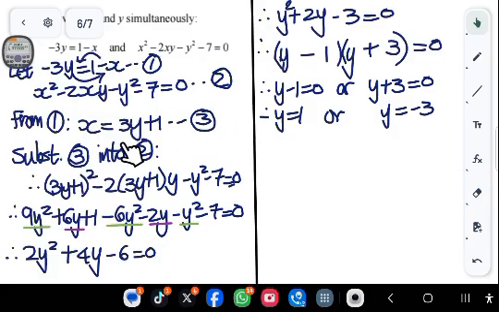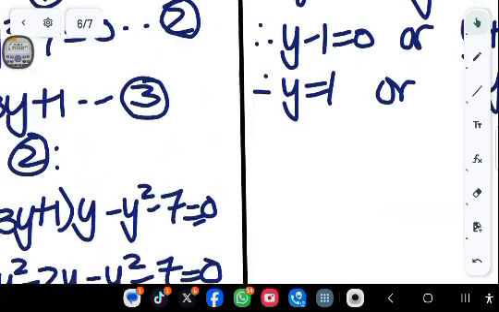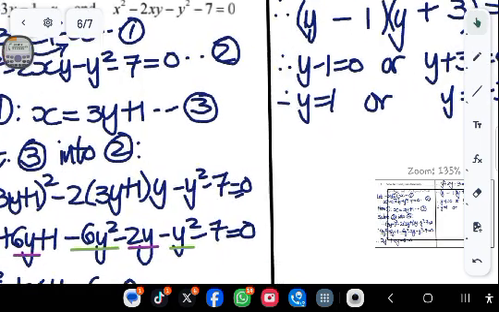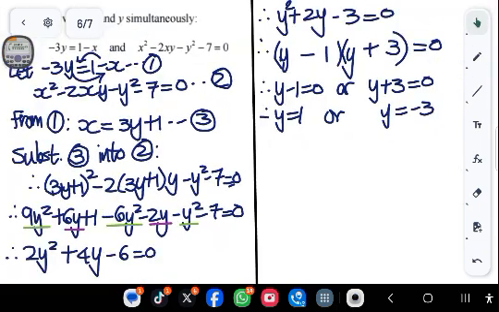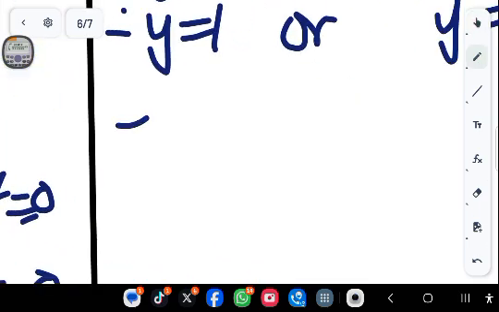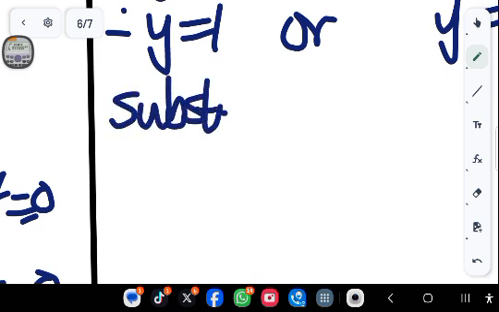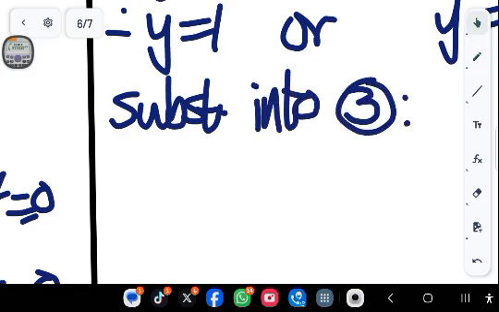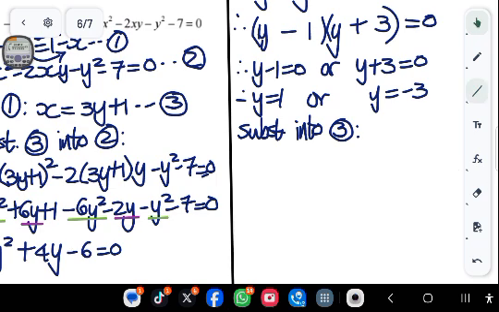Now we substitute back into 3 to find the x's that are compatible. So substitute into 3. It will give us the values of x in both cases.